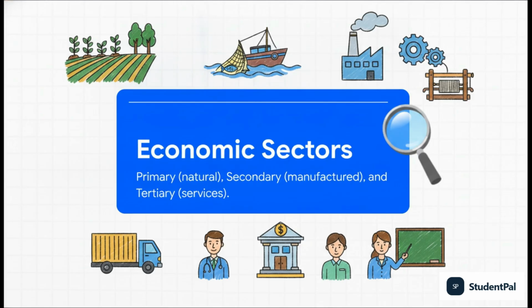And finally, the tertiary sector. Now, what's genuinely fascinating about this sector is that it doesn't produce a physical good at all. Literally 0 physical products. Instead, it provides services that support the other 2 sectors. We're talking about transport, banking, doctors, and teachers.